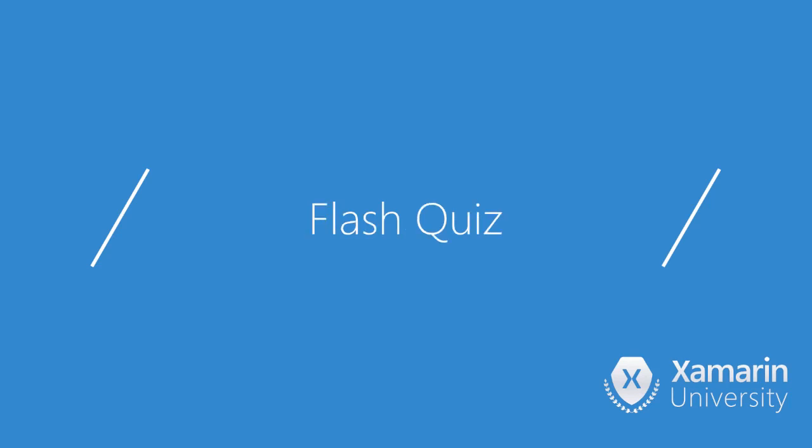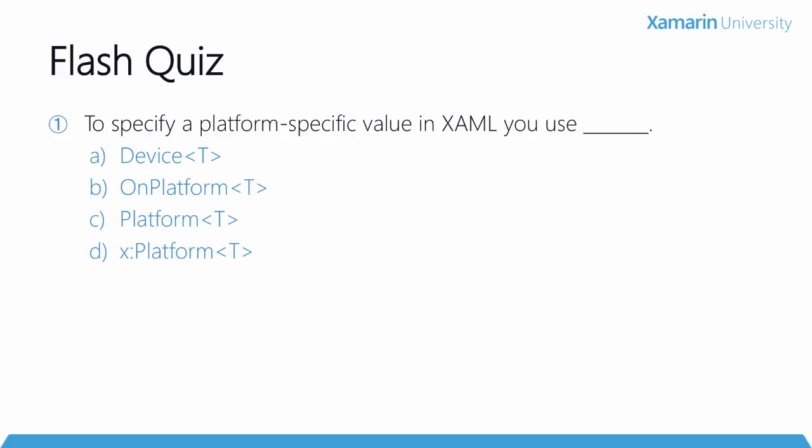All right, now let's take one more flash quiz. Again, just answer to yourself. Question 1. To specify a platform-specific value in XAML, you use which of these? A, DeviceOnPlatform of type T, B, OnPlatform of type T, C, Platform of type T, or D, XPlatform of type T. There we're going to use the OnPlatform of type T method call.